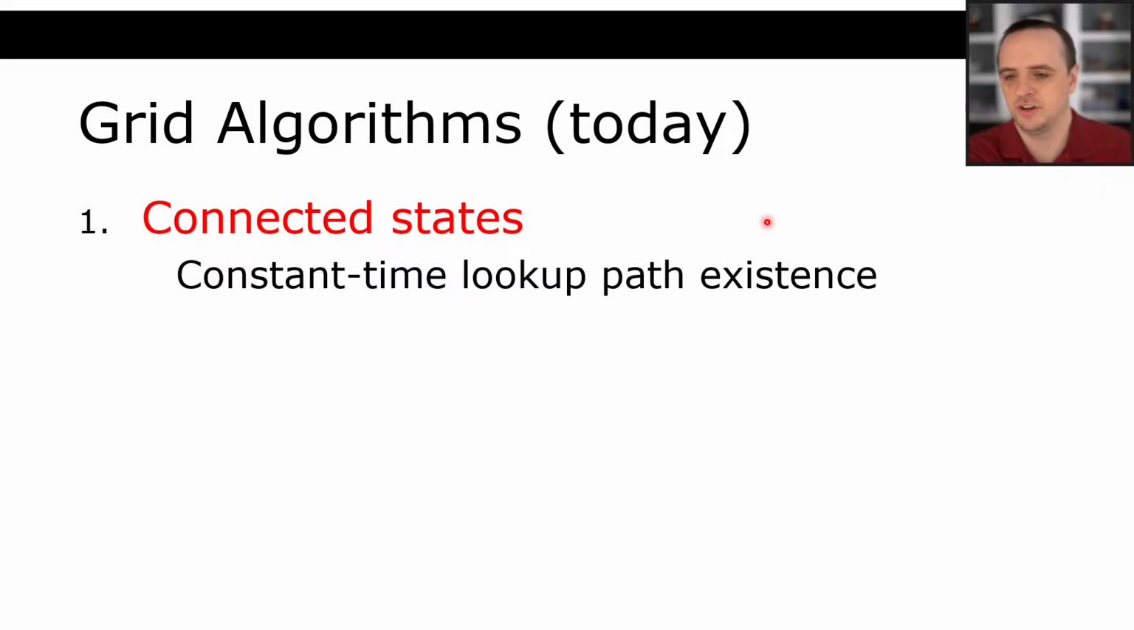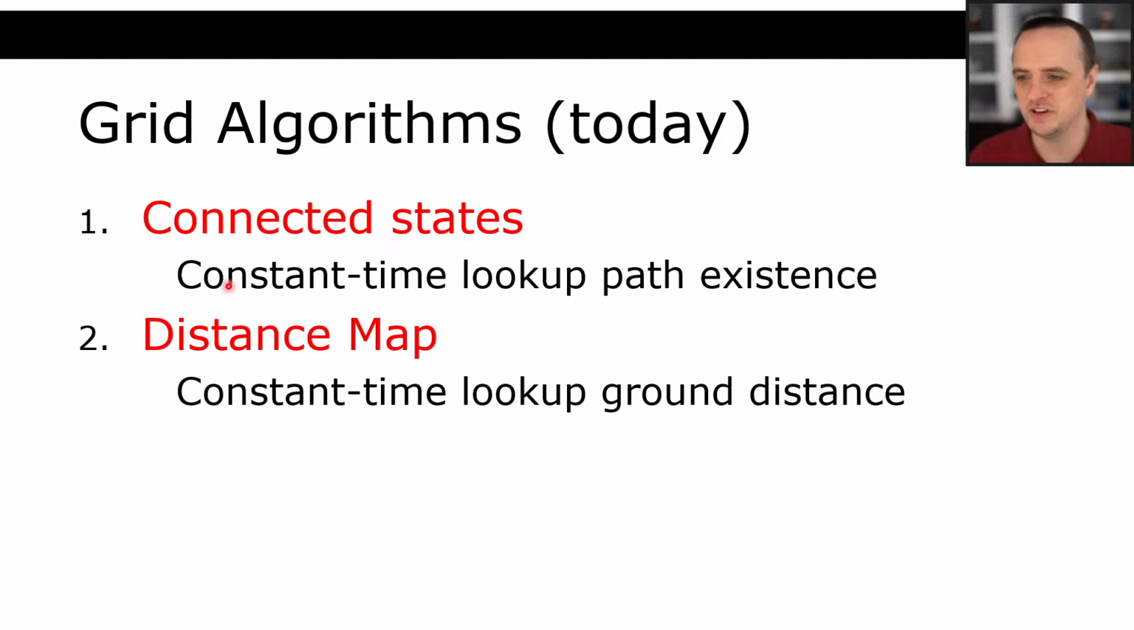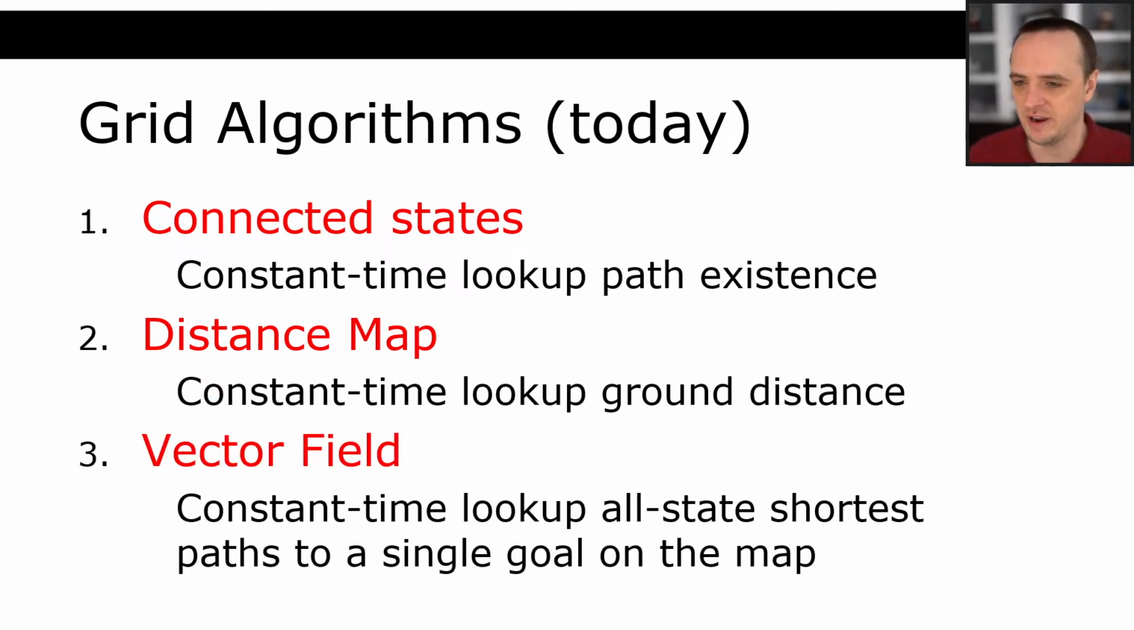Today we're going to be talking about connected states. We did that in assignment 2 for 3200, so please don't have any flashbacks to that assignment. I know that was a tough assignment. We're going to be talking about a distance map, and we're going to be talking about a vector field.